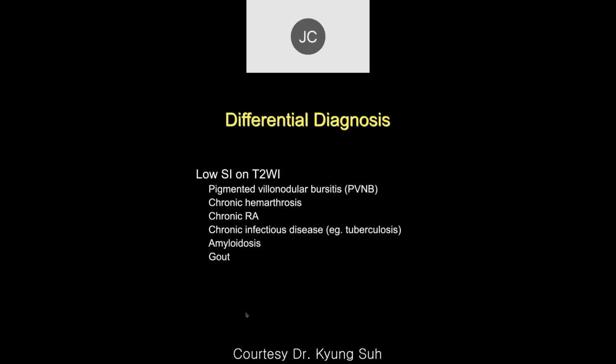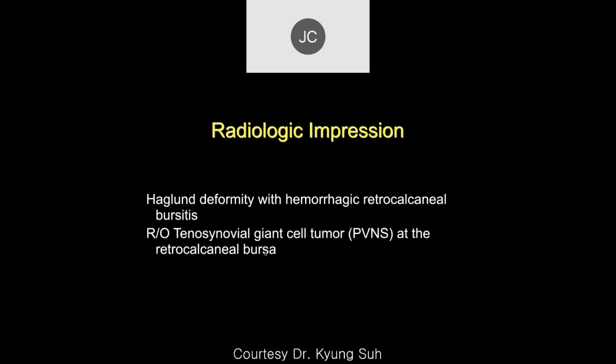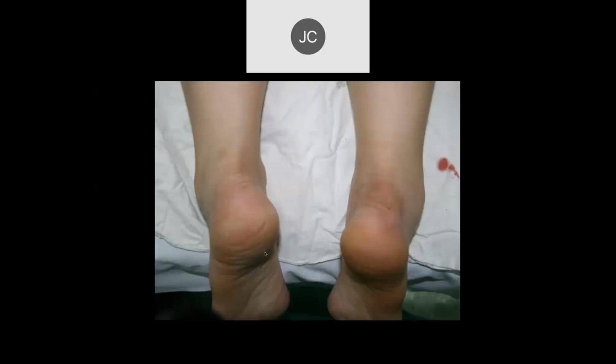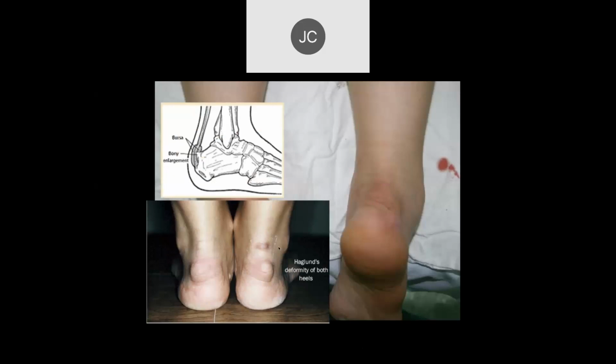So in this particular case, they talked about a differential diagnosis to include chronic hemarthrosis, villonodular synovitis, chronic RA, gout, amyloidosis, and so forth. By x-rays, it was really thought to be more of a Haglund deformity, maybe PVNS. This is what it looked like clinically, a little prominent bony formation, and this is the more symptomatic side where it's also very red.